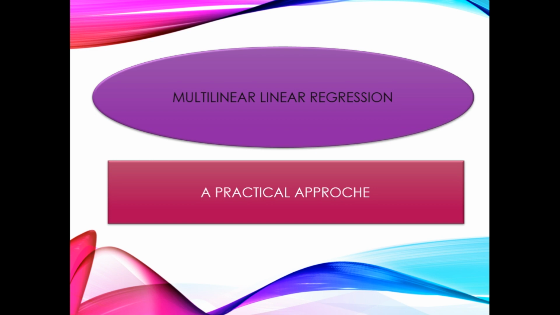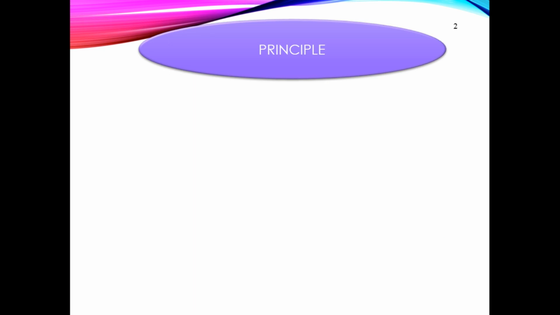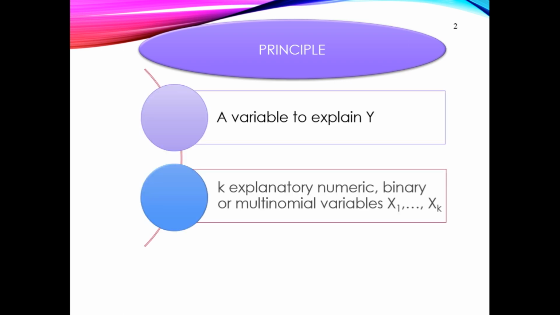So first of all, you need to know that multiple linear regression has a principle. The principle is that you have a variable to explain. The variable to explain can be a GDP, a gross domestic product of a country. Maybe you are an economist in your country and your government asks you to explain why GDP fluctuates, what can explain the increase or the decrease of the GDP of your country.